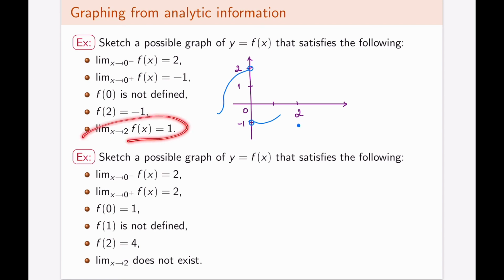And I'm also told that the limit as x approaches 2 actually does exist and is equal to 1, so up here. So the limit has to somehow end up there, but I can't have a function defined at 2 different points. So I can't plop a point here. This will have to be an actual hole. And the limit of my function has to actually approach this from the left and from the right. So I can have something like this, and let's say like this, okay?